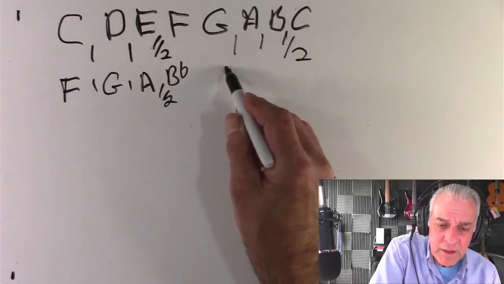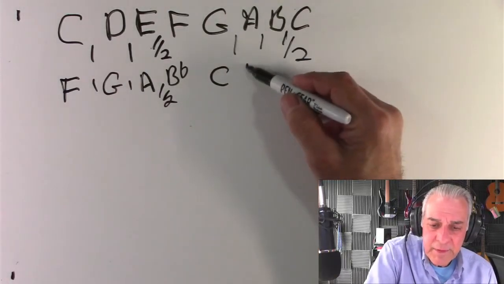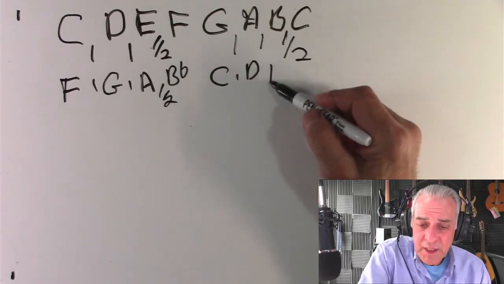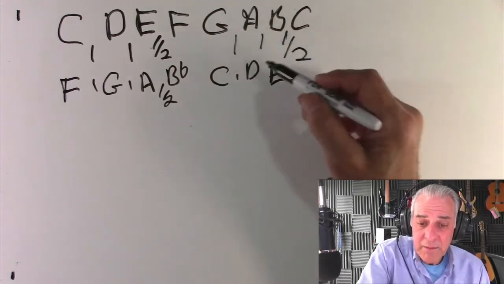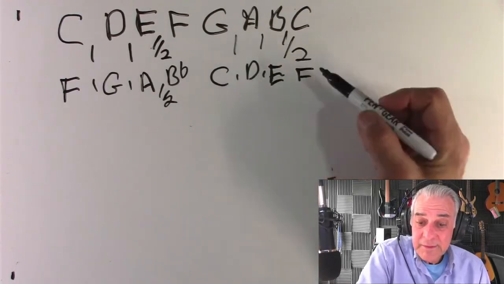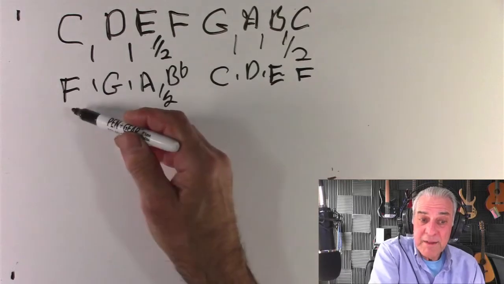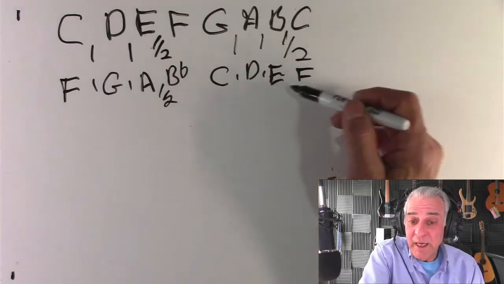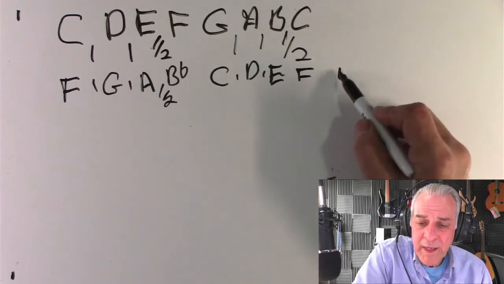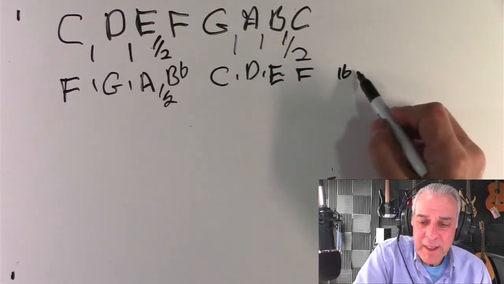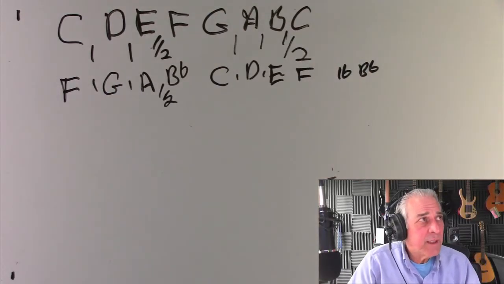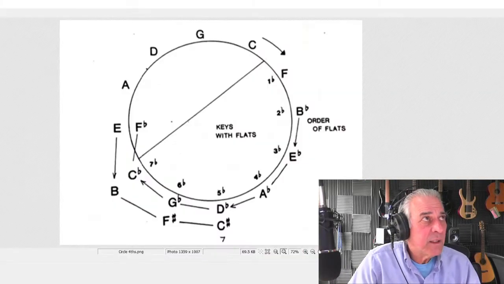Now let's do the upper tetrachord. C to D, that's good, we got a whole step. D to E, good again, a whole step. And E to F, and the F is a repeat of the octave of F, and E to F is naturally a half step. That's good. The key of F has 1 flat, and that would be B flat.